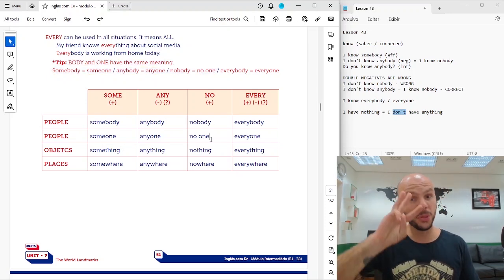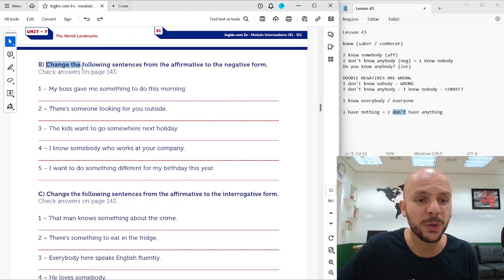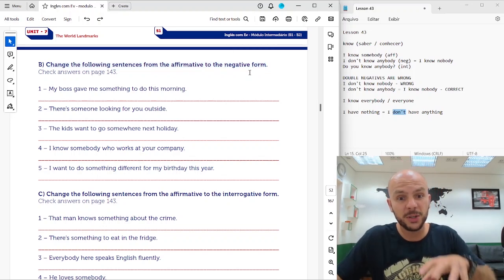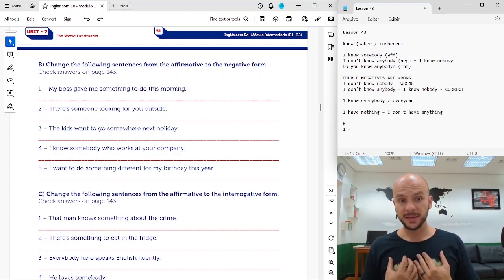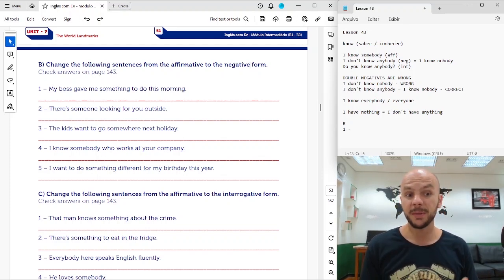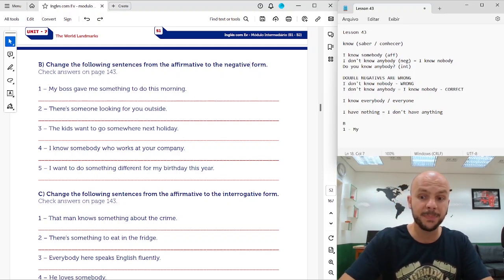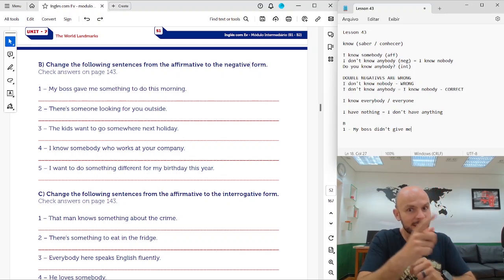Now we are going to do 3 exercises, all right? Letter B. Change the following sentences from affirmative to the negative form. Example 1. My boss gave me something to do this morning. My boss gave me, in the past. What is the negative? My boss didn't give me, right? Negative, my boss didn't give me.